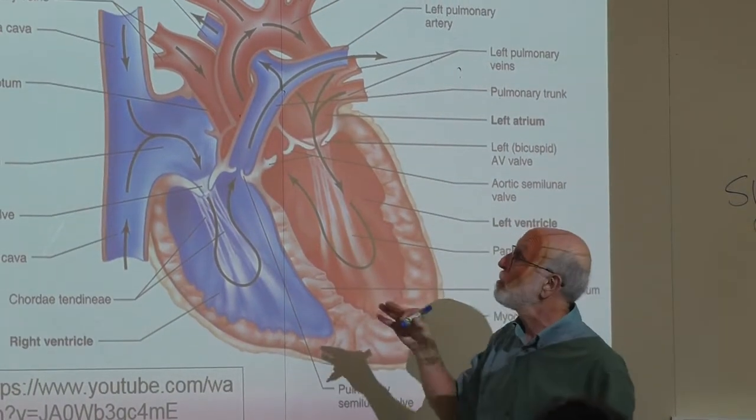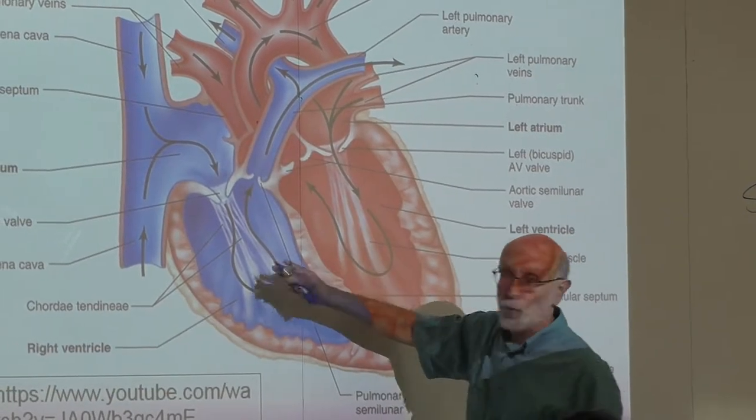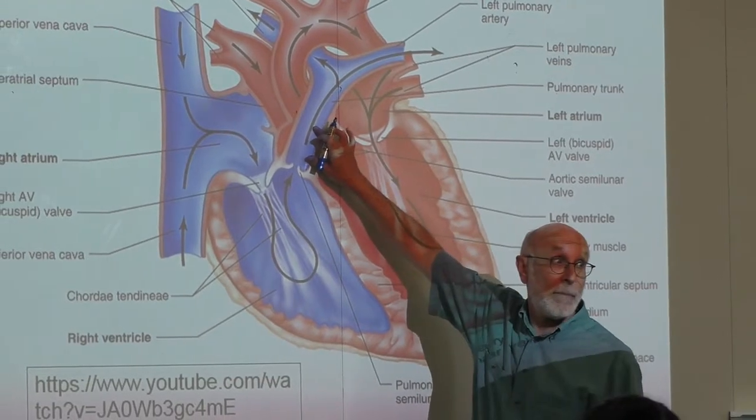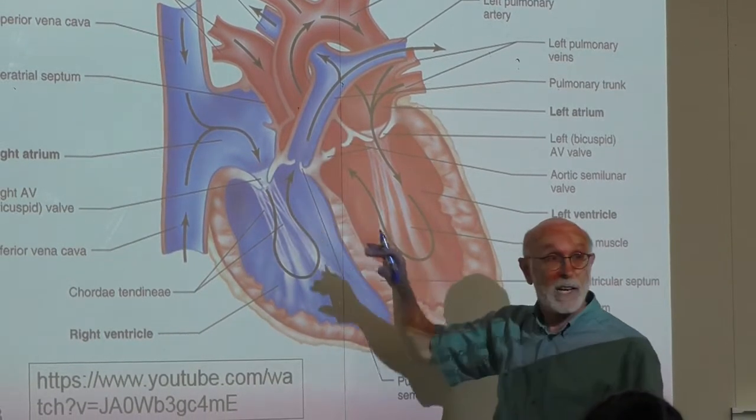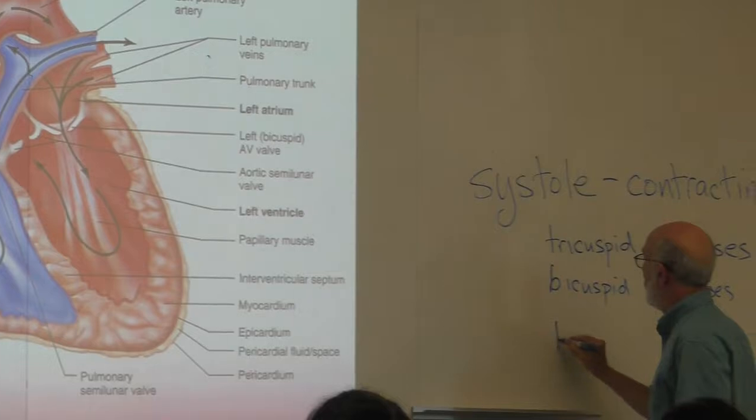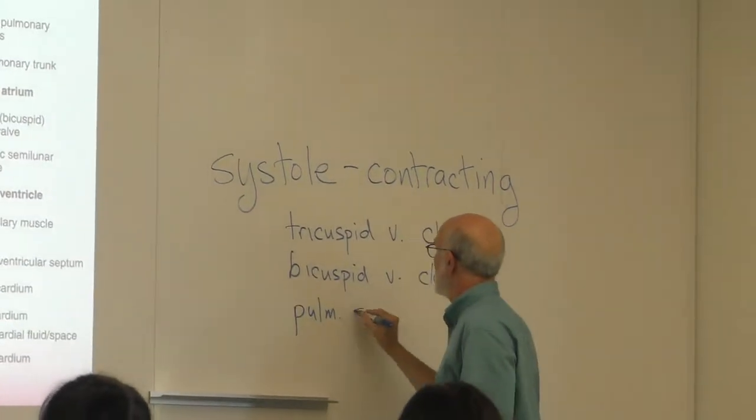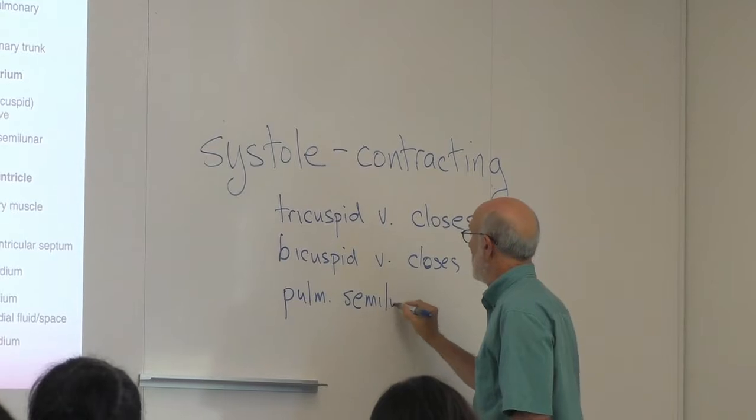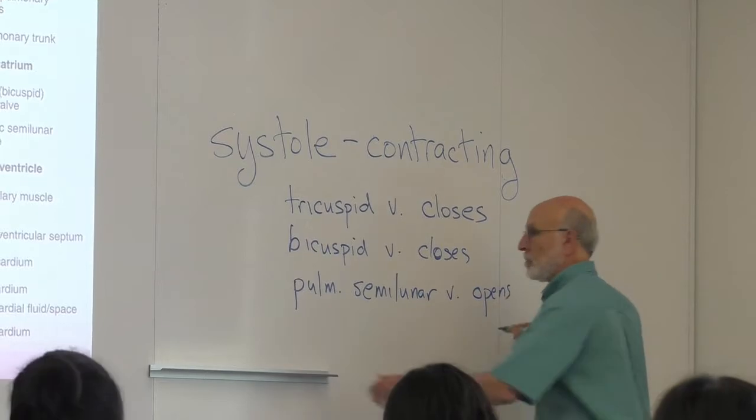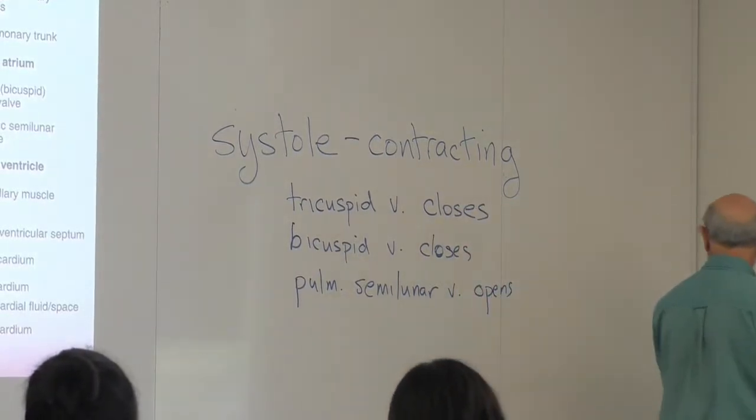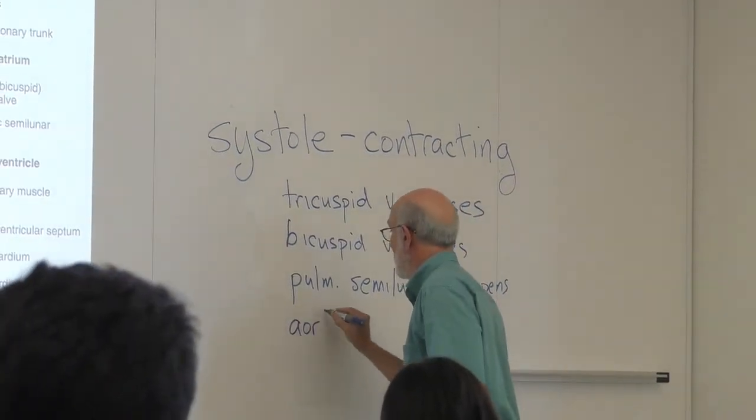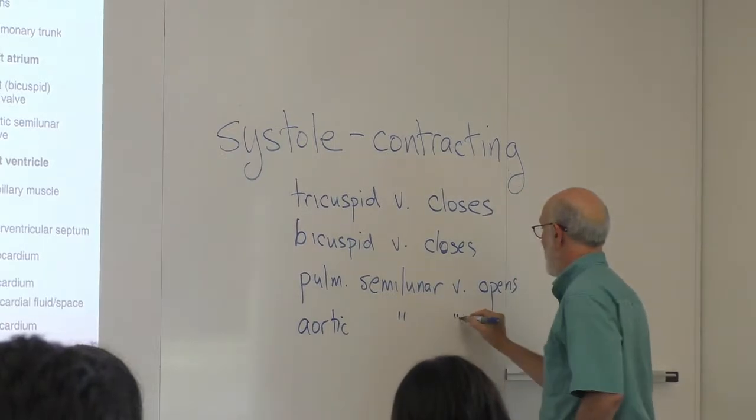The pressure is going to build up so much that it's going to flow out on the right side, going to flow out into the pulmonary artery. So what's going to happen is the pressure is going to open the pulmonary semilunar valve, and the aortic semilunar valve opens.